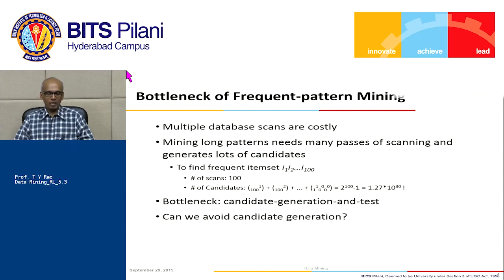For example, if we consider a potential 100-item frequent item set, then we require 100 scans before we determine it. While doing that, we need to do numerous comparisons, because to reach the 100 item set, we will be going through 1, 2, 3, 4, one number at a time. So there are 100 times, and each time we are generating a number of candidates, and the number of candidates will become exponentially large. So we have a bottleneck with the candidate generation and testing.